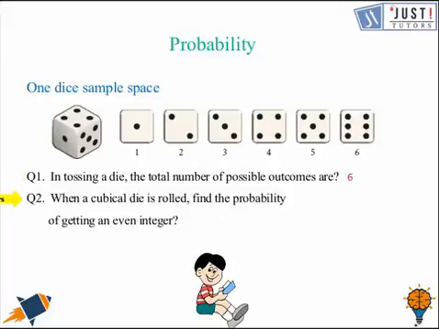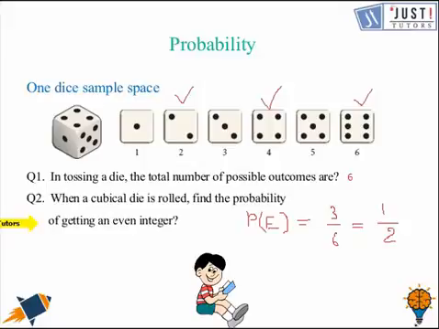Let's look at this question. When a cubical die is rolled, find the probability of getting an even integer. So even numbers are those which are multiples of 2. So it could be 2, 4 or 6. So the probability PE of getting an even integer equals 3 out of 6, or if we simplify, we can write it as 1 over 2. That is, we have a half probability of getting an even integer.